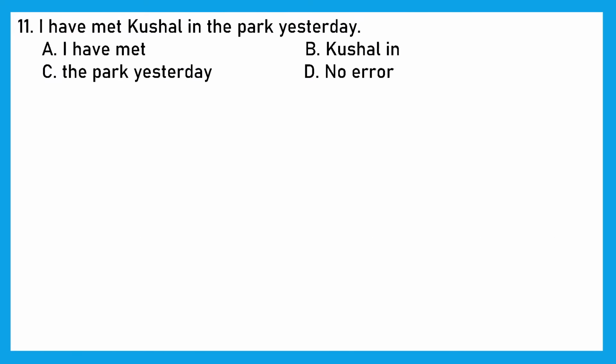Question 11. I have met Kushal in the park yesterday. Here it is mentioned that it is yesterday. That means it is already a past tense. So we cannot use have over here. I have met is wrong. We should say I met Kushal in the park yesterday. So the error portion here is in option A, I have met. Rather it should be I met Kushal in the park yesterday.